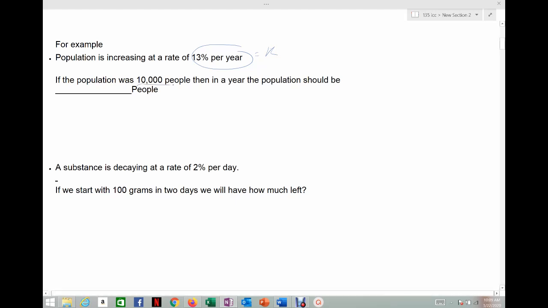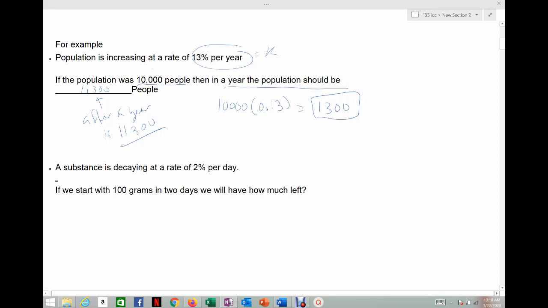So suppose the population is 10,000. After a year, the population should grow by 13%. And so the first thing is we find out the 13%. So you take your 10,000, multiply it by your percent as a decimal, and that means 1,300. That's how many more people. And so that means we start with the original 10,000, and then we're going to add 1,300. And so the population after a year is 11,300 people.